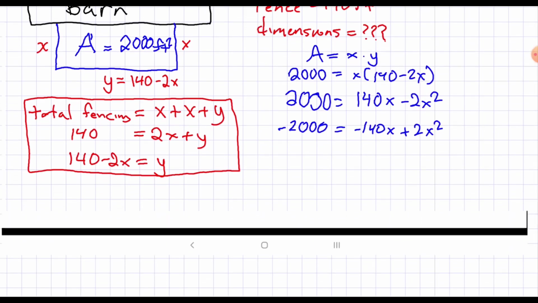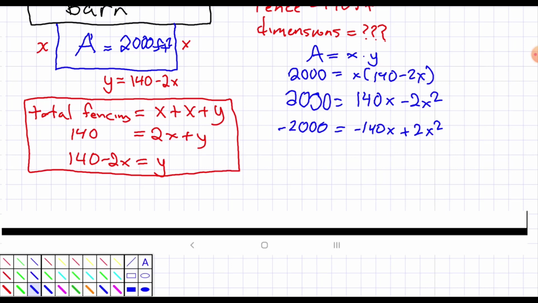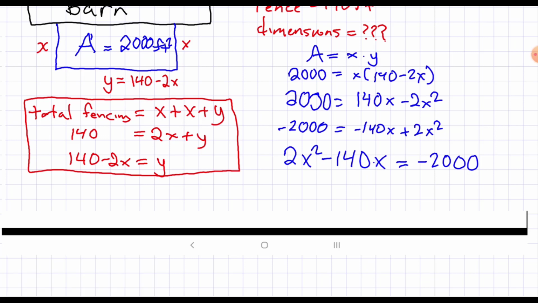And let me move this thing down a little bit. Alright. And so now where are we at? I'm just going to rearrange this because I don't like the way it looks right now. So I'm going to change this real quick to be 2x squared subtract 140x is equal to negative 2,000. Perfect. And that should look familiar to you. That should be like, oh, that's a quadratic. I can solve this one by completing the square. We've been working on that for a while, so let's do that.